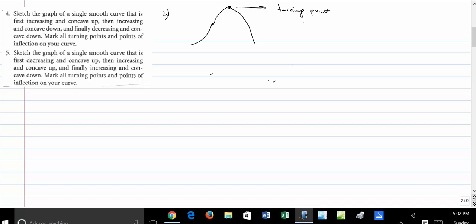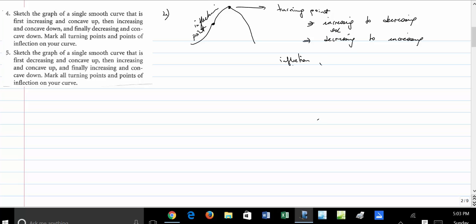Turning points occur from increasing to decreasing, or from decreasing to increasing. And this point here is your inflection point. Inflection points happen when concavity changes.